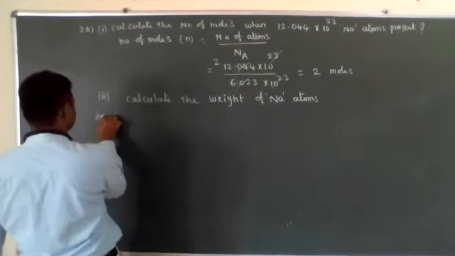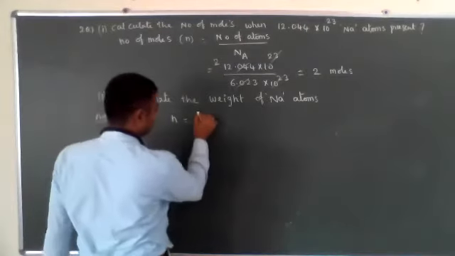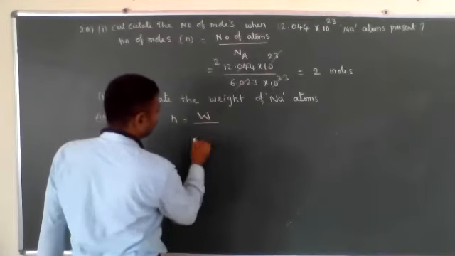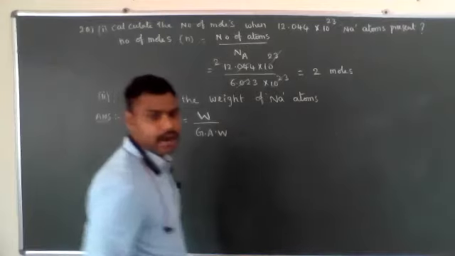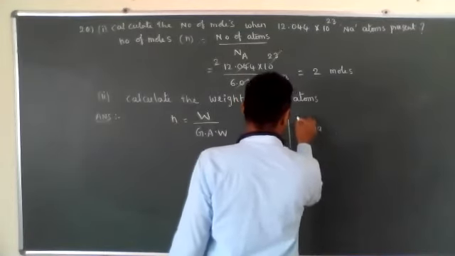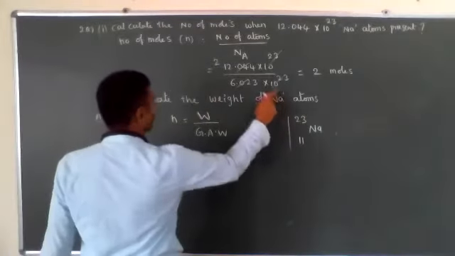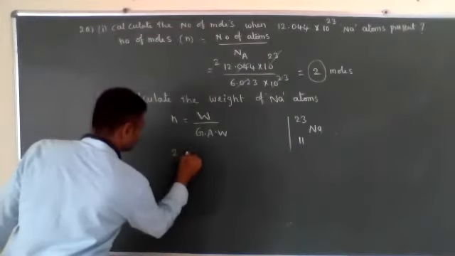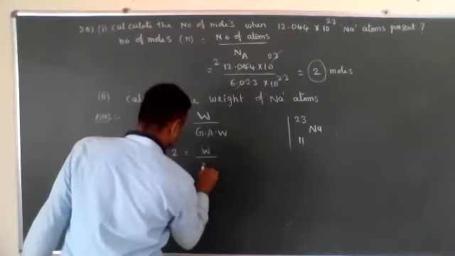So the answer is: N equals weight by, weight symbol I am taking W, weight by gram atomic weight. What is the gram atomic weight of sodium? For Na the atomic mass is 23. So the N value we have already calculated. How many moles of sodium are present? 2 moles. This 2 is equal to weight of sodium by gram atomic weight of sodium, which is 23.